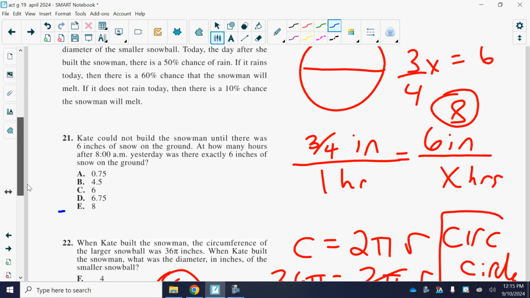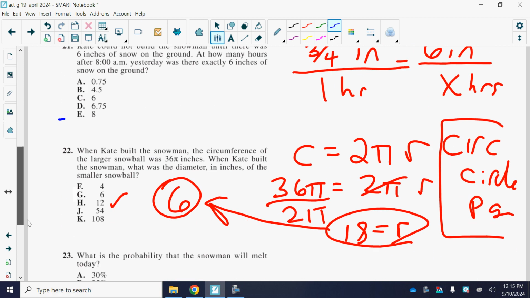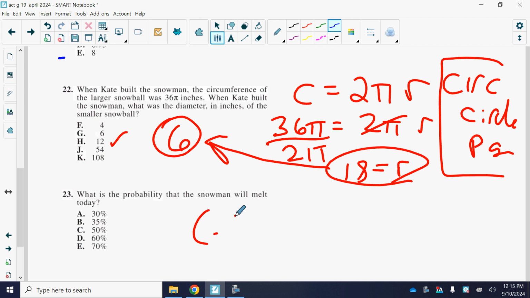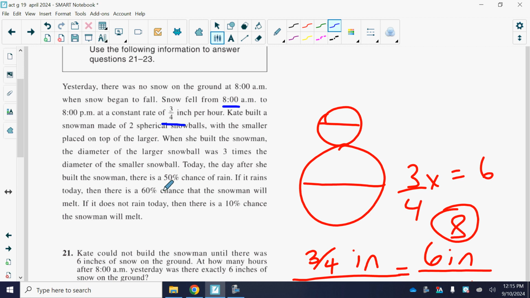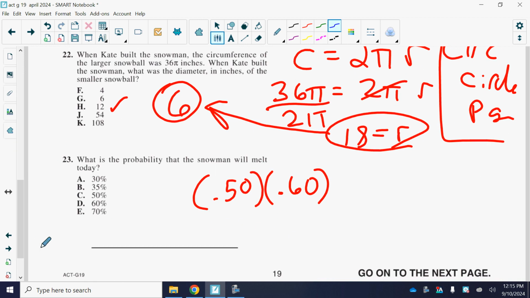Probability that the snowman will melt, well, there's a 50% chance of rain. If it rains, which is 50% of the time, the snowman will melt 60% of the time. I'm reading that from here. And if it does not rain, which is the other 50%, there's a 10% chance that the snowman will melt. So it's sort of like percentage of. If you do all that math, you will get the answer.